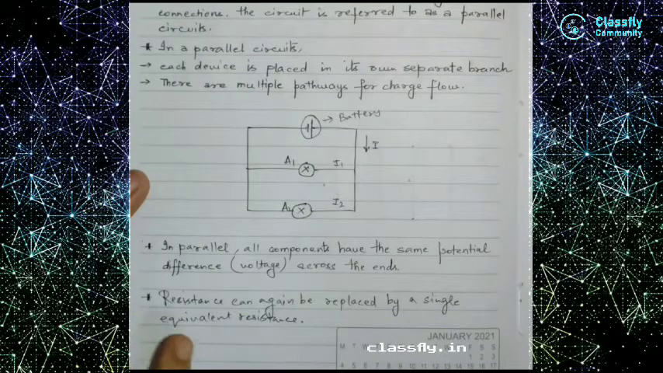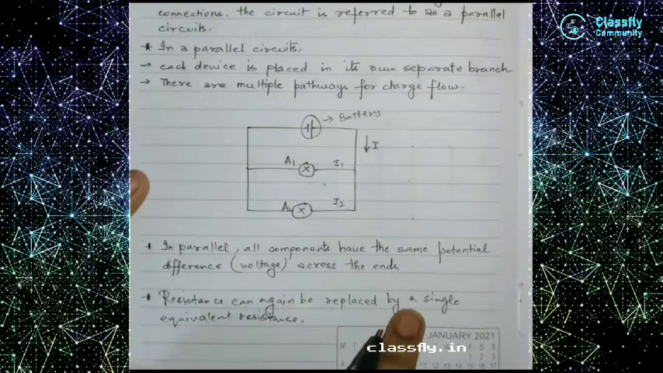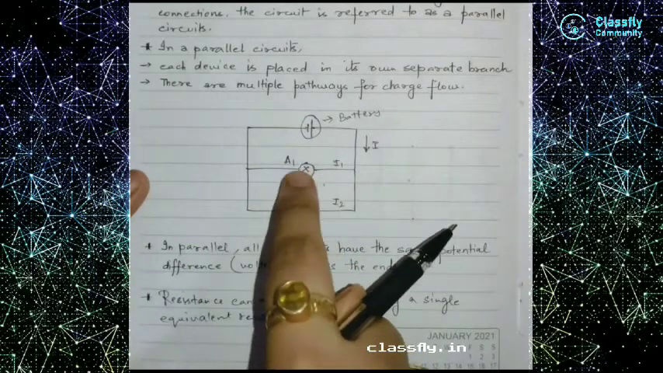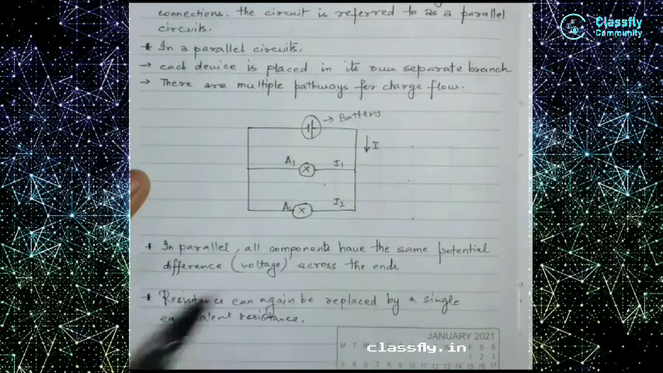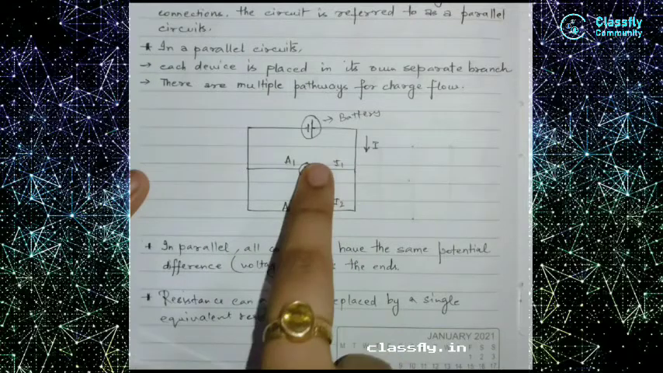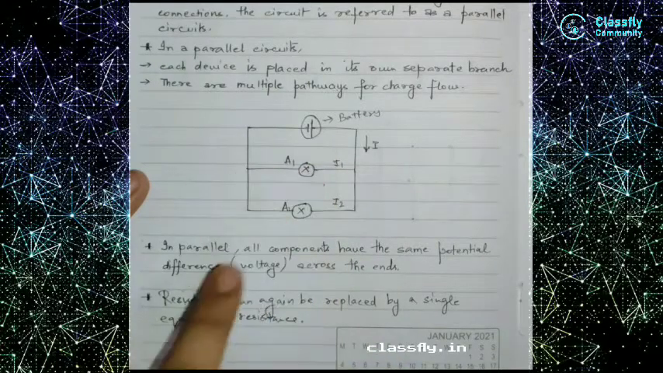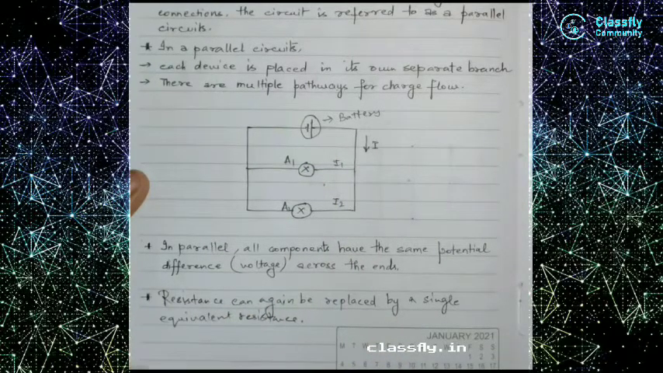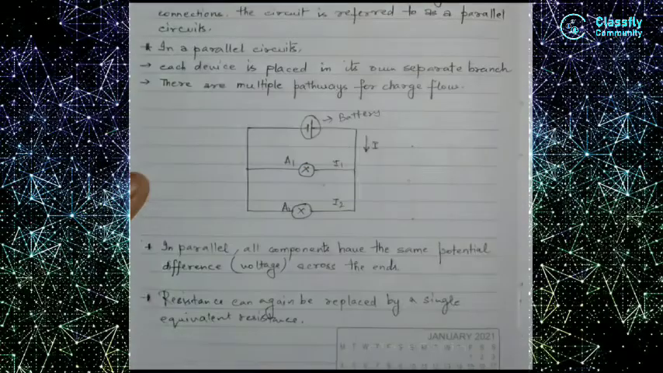Now see, like series can have an equivalent resistance, this parallel circuit can also have an equivalent resistance. That means the total resistance. Resistance can again be replaced by a single equivalent resistance. That means these two resistors can be added and give me the equivalent resistance, but it will be in an inverse order. Let's see how.